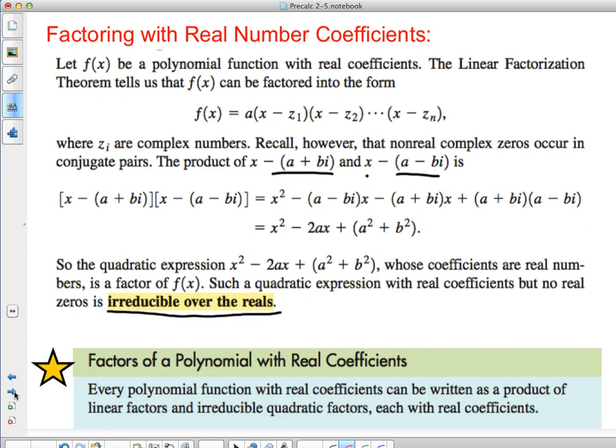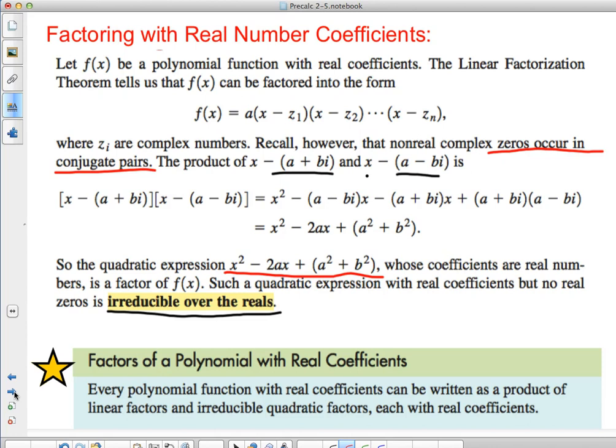This is kind of a big deal that you keep that in mind, that they occur in conjugate pairs, along with, since we're dealing with real numbers and we're talking about polynomials, square roots happen in pairs too. They're the positive and the negative values. So we have this set up with conjugate pairs. So the quadratic expression, x squared minus 2ax plus a squared plus b squared, whose coefficients are real numbers, is a factor of f of x. Such quadratic expressions with real coefficients but no real zeros are irreducible over the reals, okay?